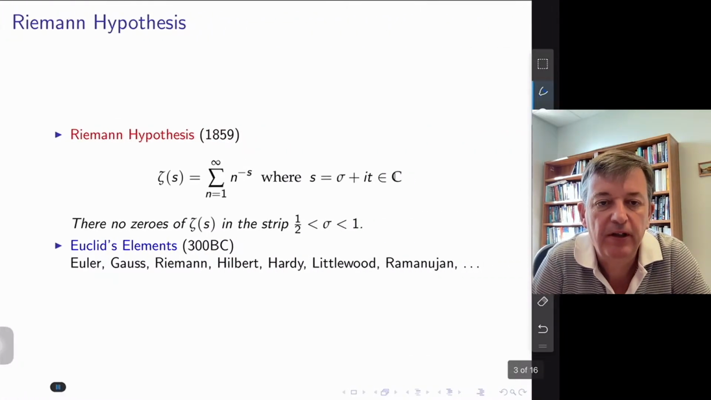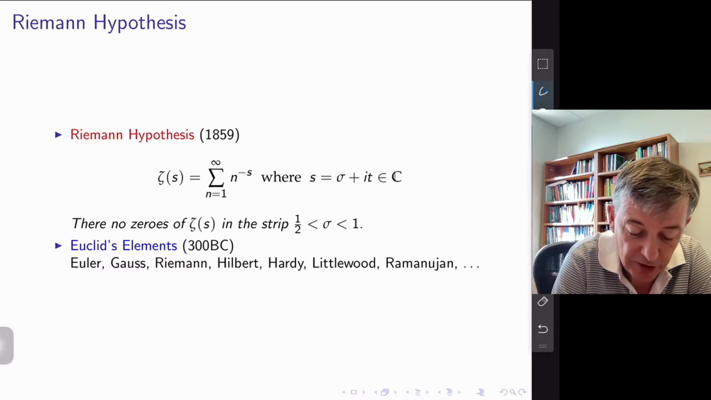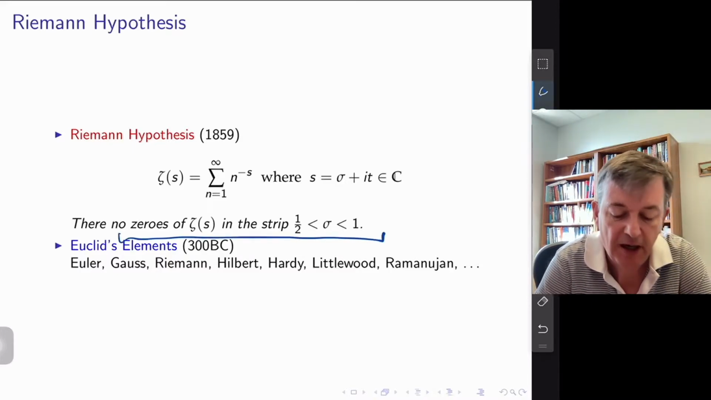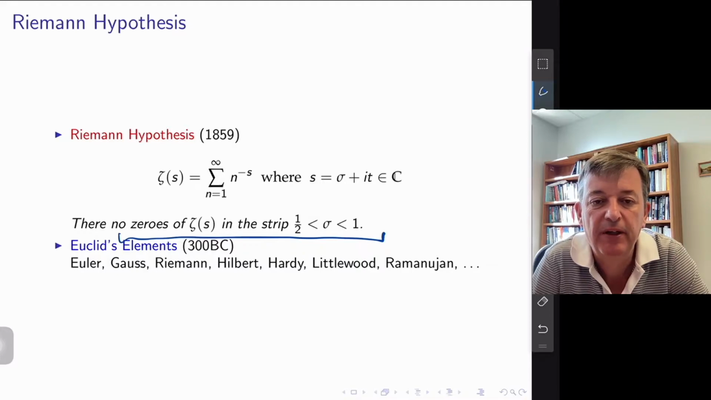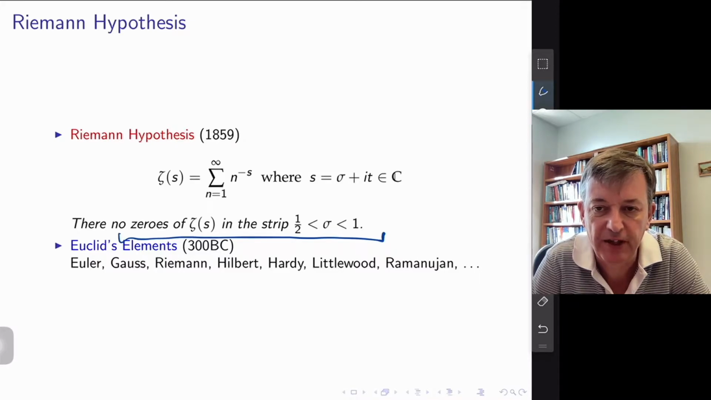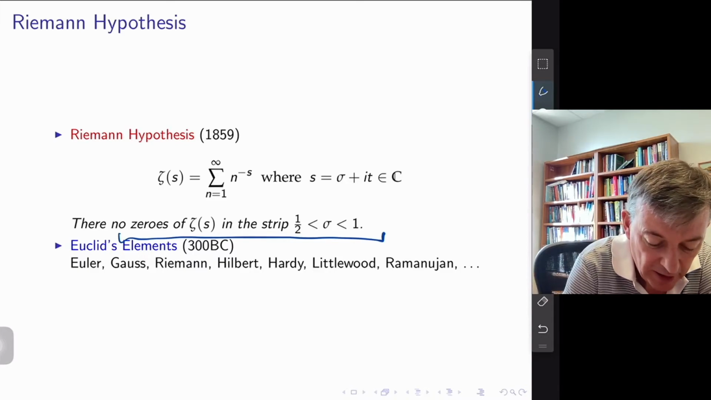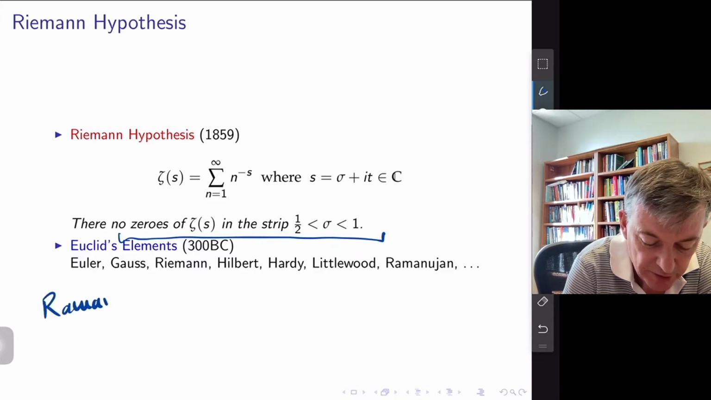Okay, so the Riemann zeta function, Riemann's famous hypothesis, 1859, and the conjecture is that there are no zeros of zeta of s in the strip 0 to 1 other than on the critical line. We know that there are no zeros when sigma is bigger than 1. And just very quickly, on this idea of analytical continuation, there's something called Ramanujan's master theorem.